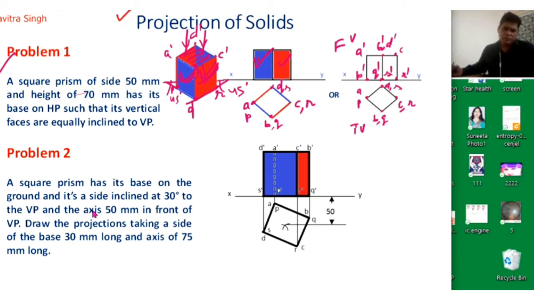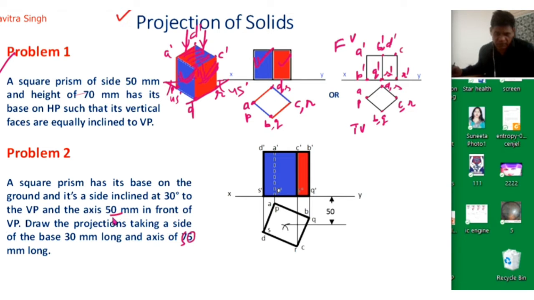So in the second problem, you can see a square prism has its base on the ground and a side inclined at 30 degrees to the vertical plane. The axis is 50 mm in front of the vertical plane. Draw the projections taking a side of the base 30 mm long and an axis of 75 mm long. So actually, this is 50 mm.